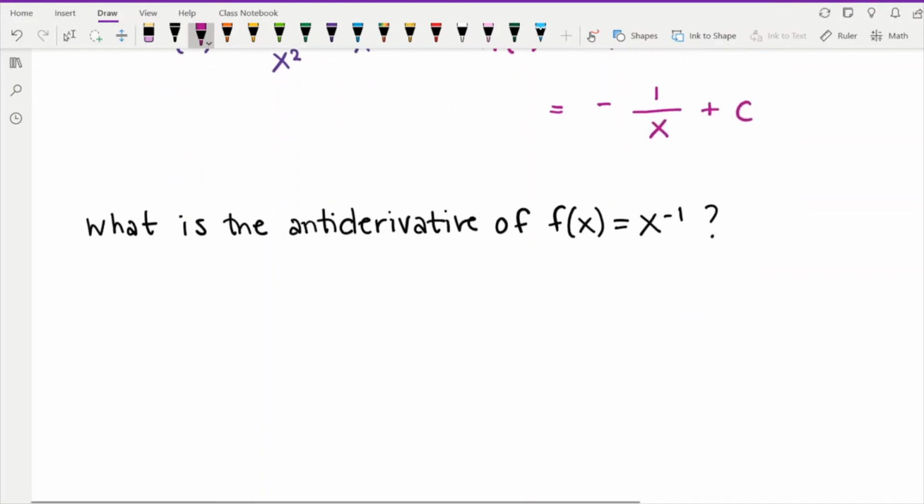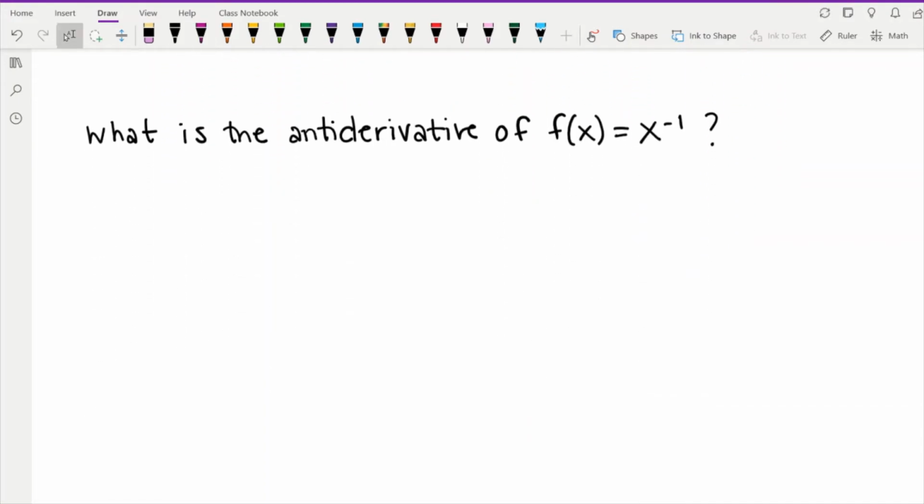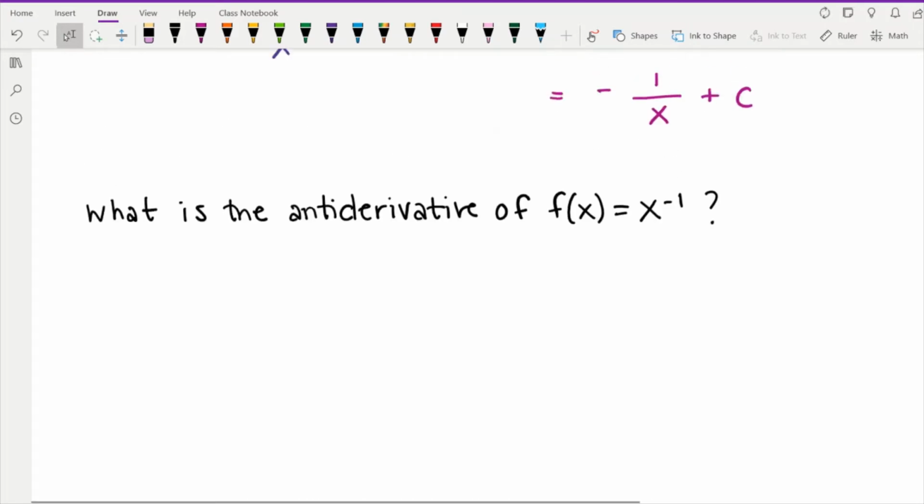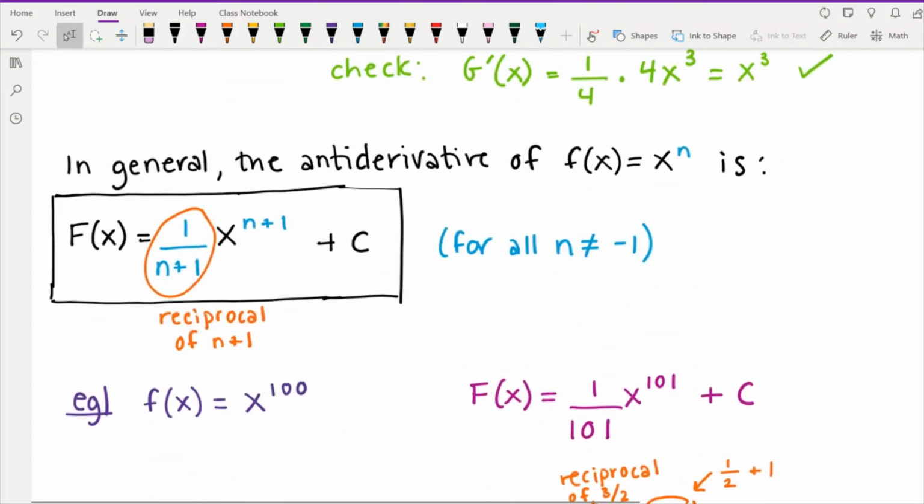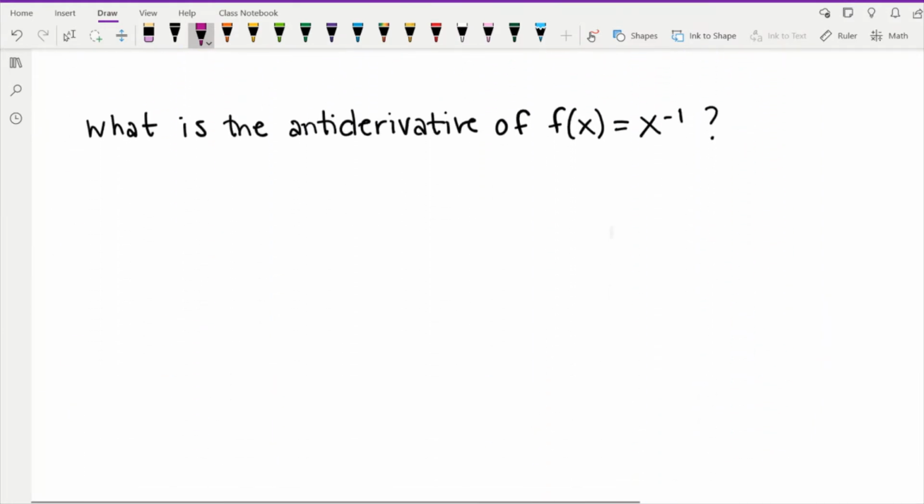So next, I want to talk about that issue of what happens when that power is equal to negative 1, right? So we said that this rule that we put in this box does not work when the exponent on your original function is negative 1. It does not work for x to the negative 1. So why is that? What would be a nicer way of writing x to the negative 1? Well, x to the negative 1 is equal to 1 over x, right? Just a different way of writing the same thing.